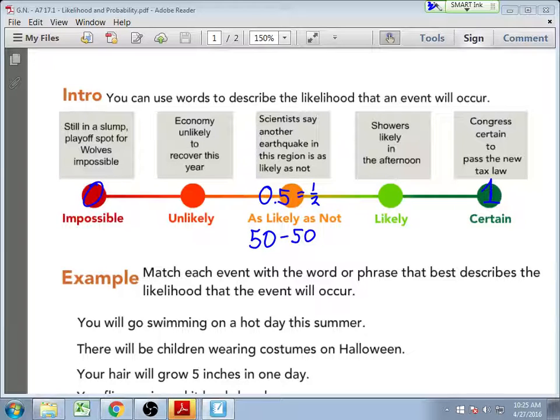Unlikely, this is right around that 0.25 or a 1/4 chance. And then if it's very unlikely, it's even less than a 1/4. If it's likely, it's probably at least 3/4 or 75% chance, which as a decimal we all know is 0.75. And if it's very likely, then it's probably up here closer to 1.